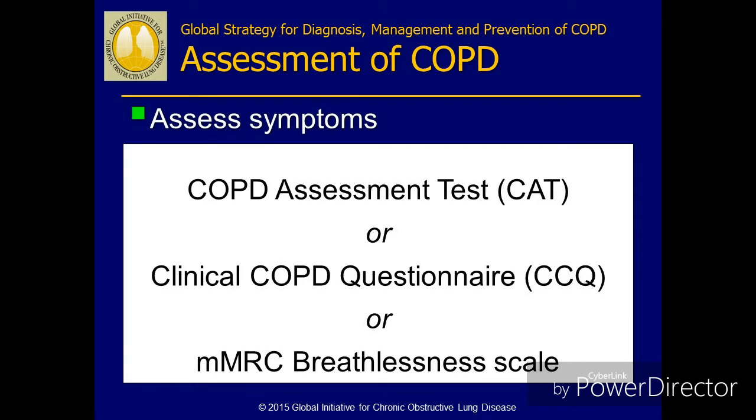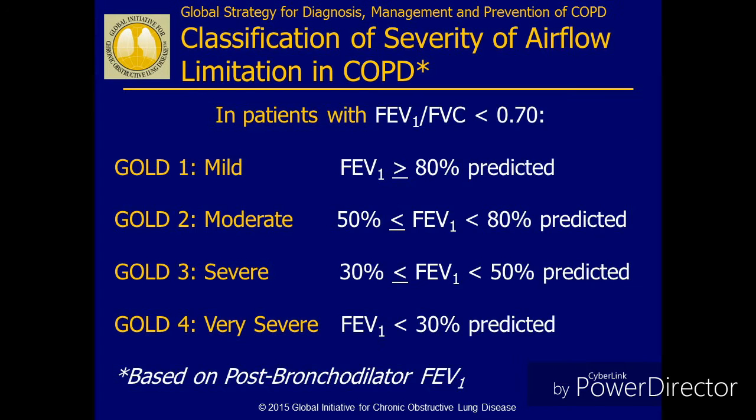And after you have diagnosed COPD, you need to assess symptoms. There are 3 questionnaires based on which you can categorize patient severity. The commonest one is the spirometry indices, FEV1 to FVC ratio. So those patients who have less than 0.7 as a ratio can be categorized depending on the severity into mild, moderate, severe and very severe COPD.